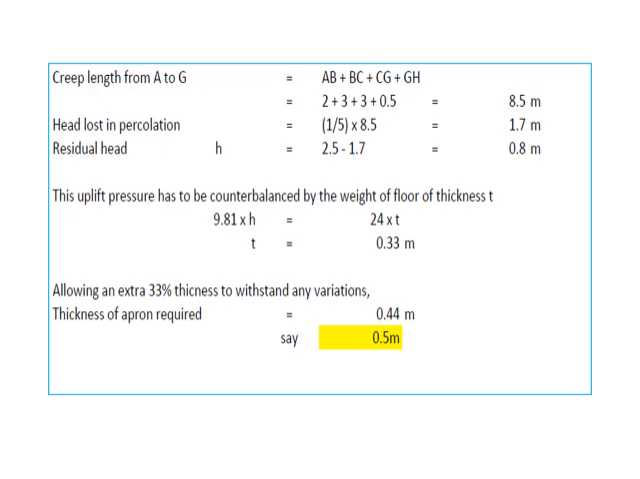Creep length from A to G is given, which is 8.5. So 1/5 of 8.5 gives 1.7. Out of 2.5, 1.7 goes as head loss. So therefore you will get the residual as 0.8. Now you know that uplift pressure 9.81 into 0.8 should be equal to 24 times the thickness. So thickness comes to just 0.33. You can increase by 33%, so that you will get 0.44. So we have provided 0.5 meters as the thickness. So this is how you decide the length of the aprons as well as the thickness that has to be provided for the stepped aprons.